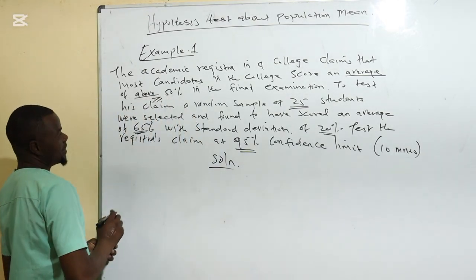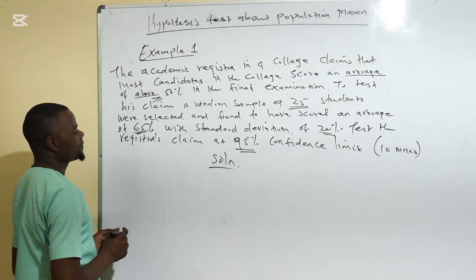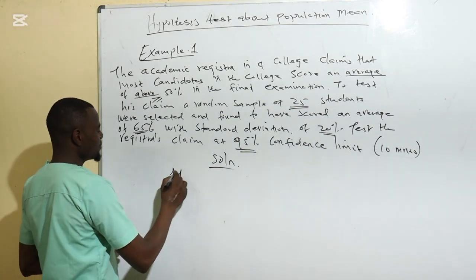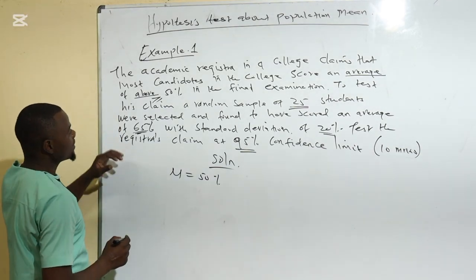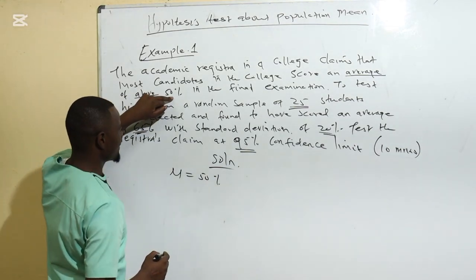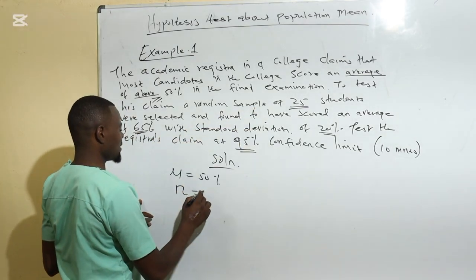So first, summarize the information. Let's look at what we have. We have mu, which is 50%. So that is what the registrar is claiming. Then this 25 is the sample size.